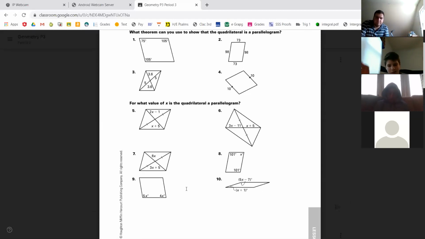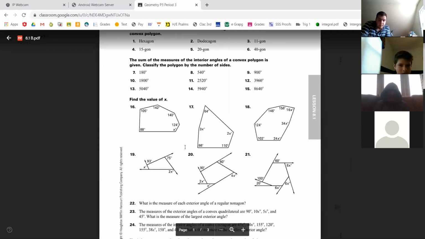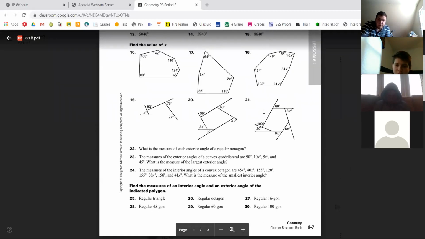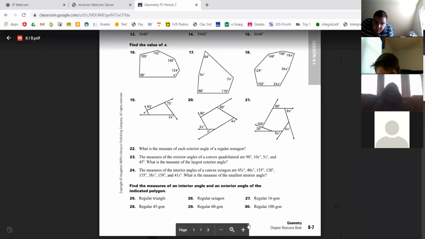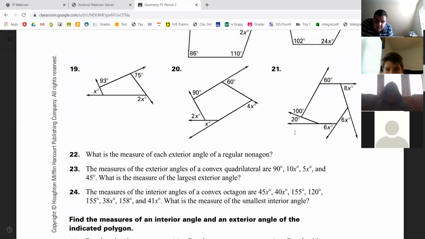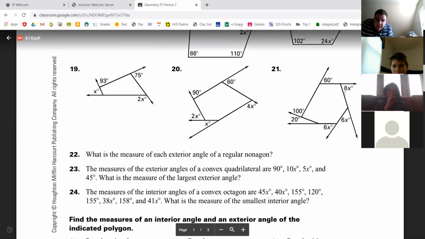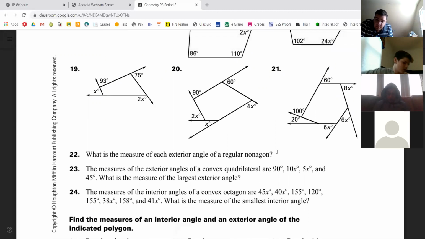Can you go to 8.1 question 21? I don't know how to get it. All these angles, because they're exterior angles, add up to 360. So you have to put 6x plus, is that 6x? I can't see. 5x? It's also 6x. My vision must be getting worse. Yeah. So 6x plus 6x plus 8x plus 60 plus 100 plus 20 equals.